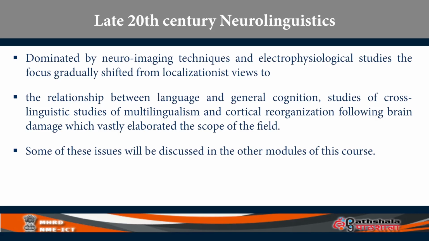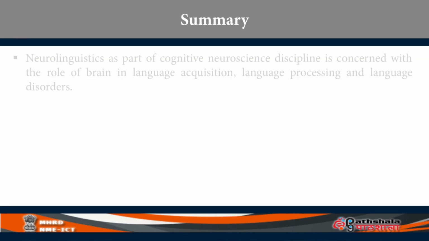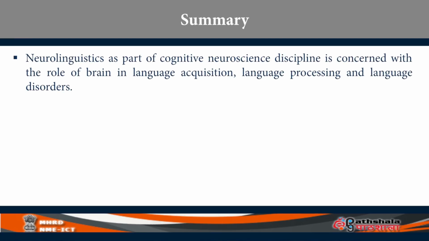So many of these issues will be elaborated in each of the next 14 modules. This module's aim was only to introduce you to the major questions addressed by neurolinguistics and tell you the scope of neurolinguistics. To sum up what I have said in this lecture, neurolinguistics is part of cognitive neuroscience, which is a general term within which cognitive neuroscience is much larger. It deals with many processes, but neurolinguistics focus is on language acquisition, language processing and language disorders.